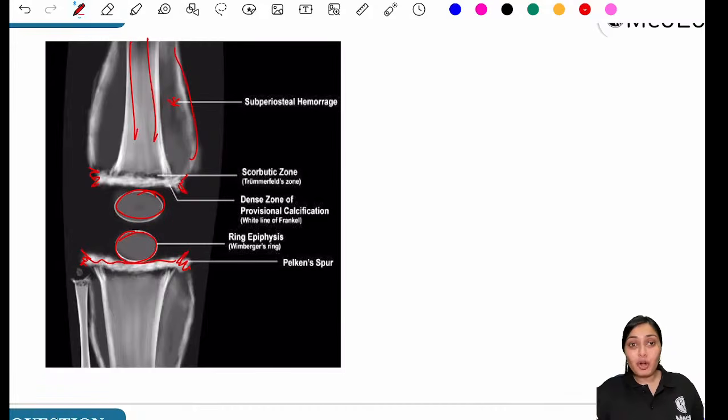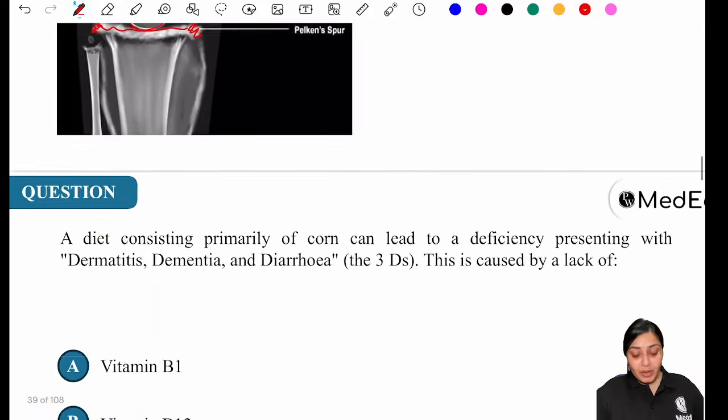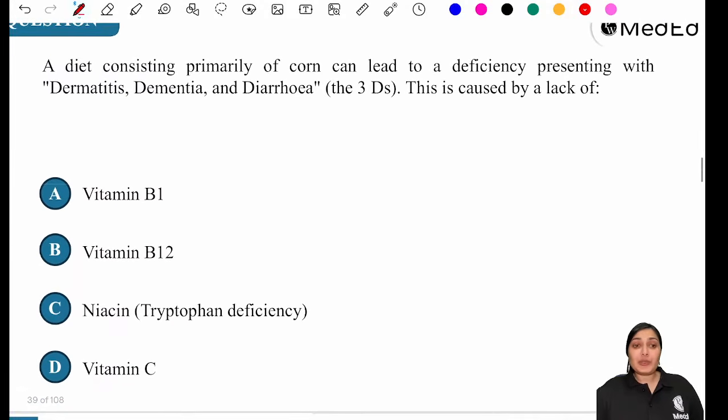Remember, pencil thin cortex, subperiosteal bleed, white line of Frankel. Just below that white line of Frankel is scorbutic zone or Trümmerfeld zone. At the edges of the white line of Frankel, you have Pelkan spur, and epiphysis are ring epiphysis, also known as Wimberger's ring. Right? Then moving to the next question.